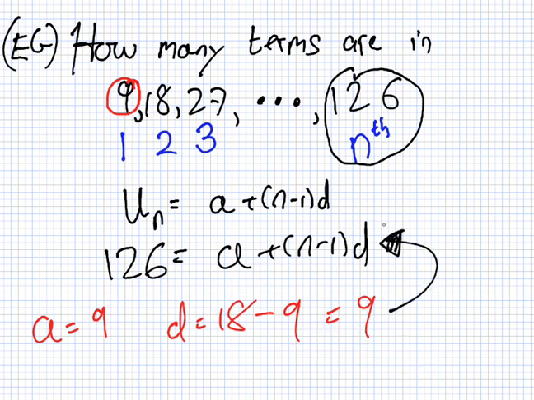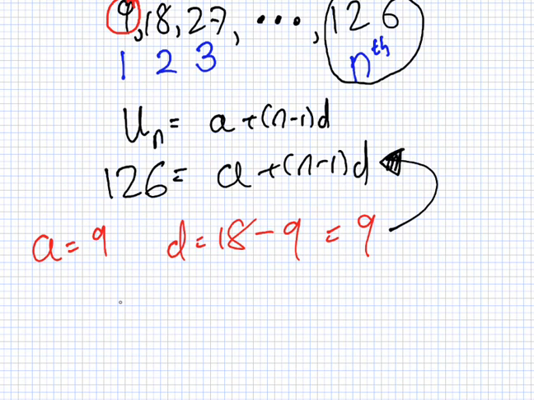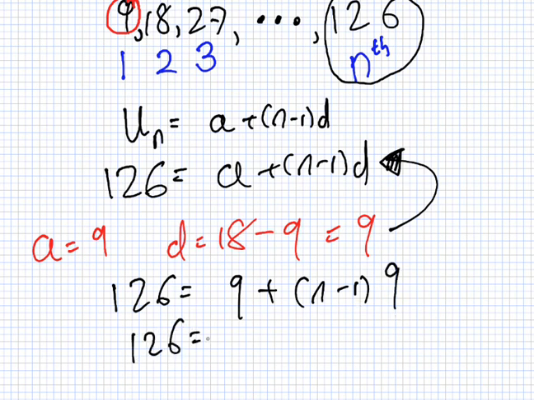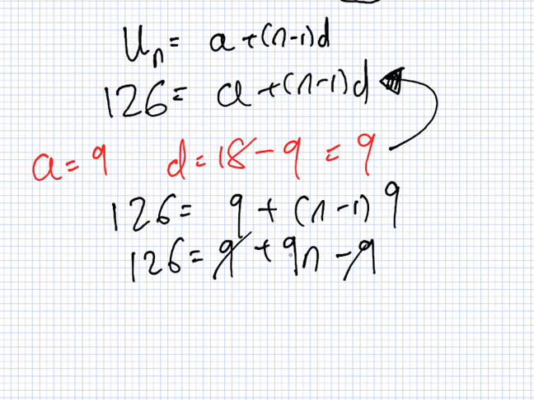So if I use those numbers, 126 equals 9 plus n minus 1 times 9. I get 126 equals 9 plus 9n minus 9. Well, that's great because they will cancel. And then I can divide by 9. So I get n equals 14. So there are 14 terms in this sequence.